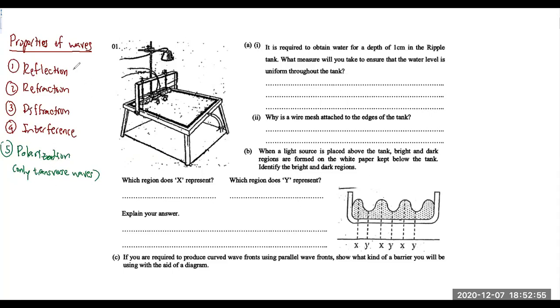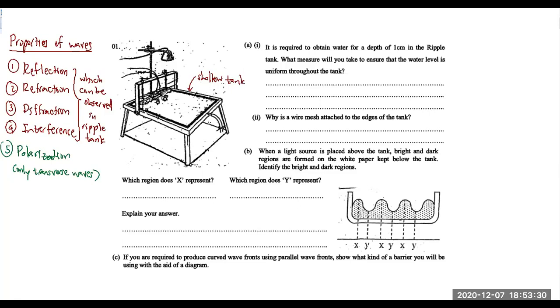On the other hand, these are the properties which can be observed in ripple tank. We cannot observe polarization in ripple tank, because in ripple tank we study these properties based on the behavior of water waves. So here there's a shallow tank. Okay, you know what a shallow tank is? When I say shallow tank, it's not that deep.